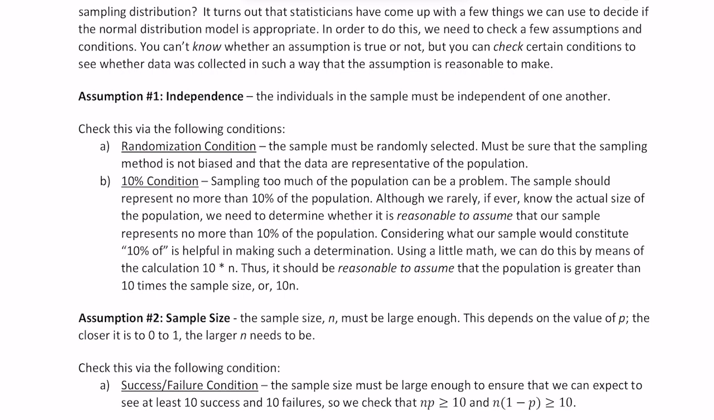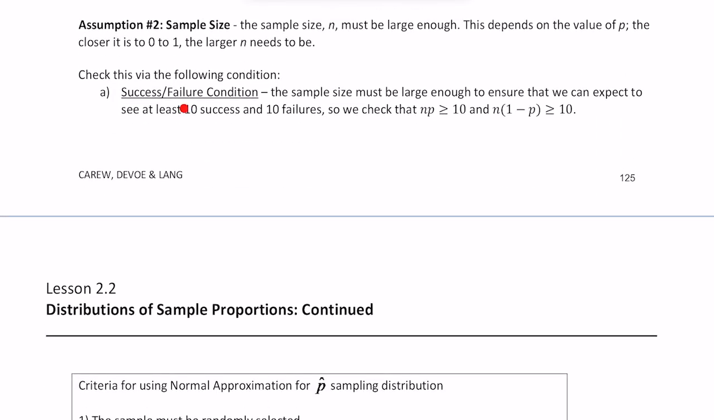The second assumption we make is about the sample size, n, and it has to be large enough. So this depends on the value of p, okay? The closer it is to 0, from 0 to 1, the larger n needs to be. So we're going to check the following condition. We're going to look at what's called the success-failure condition, which says the sample size must be large enough to ensure that we can expect to see at least 10 successes and 10 failures. So think of the successes as p, and failures is sometimes referred to as q, but your book refers to it as 1 minus p.